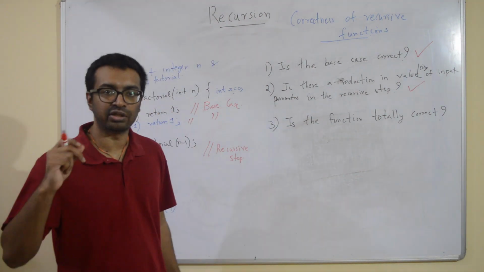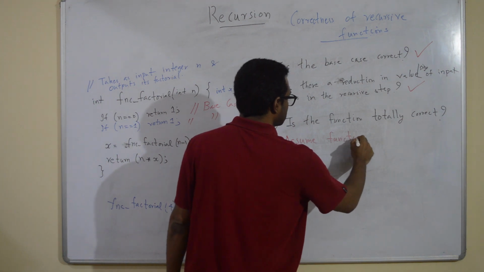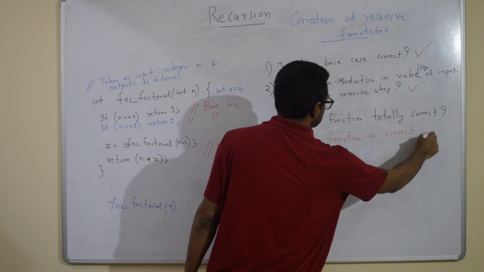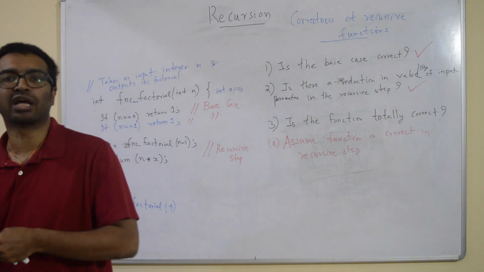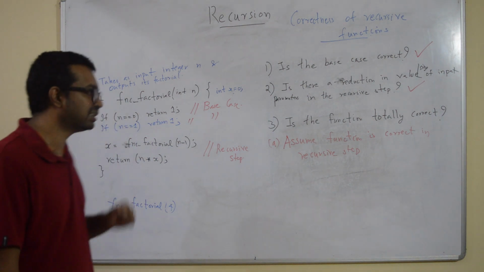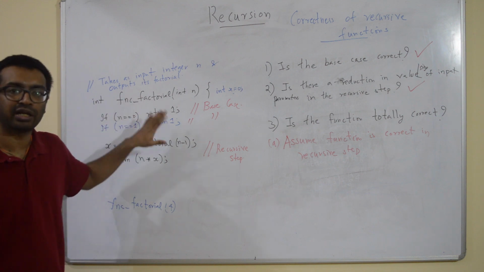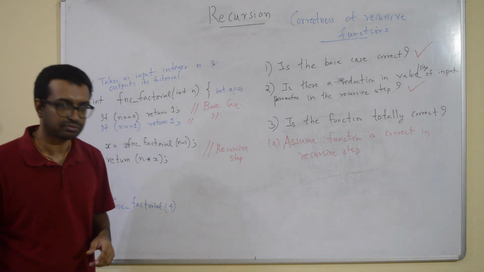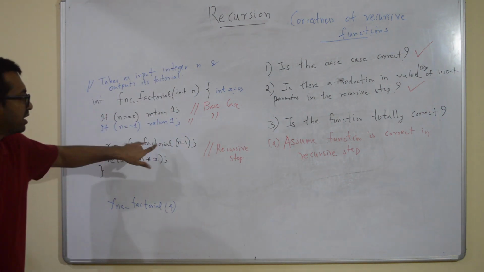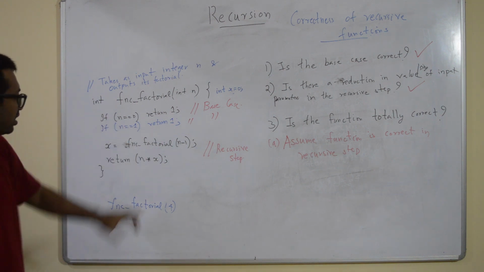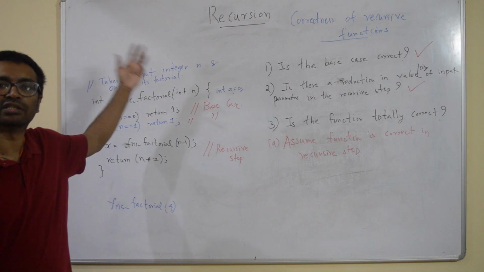To do this check, you are going to first assume that the function is correct in the recursive step. That is, if I have to check that this function is correct, I am going to assume that the function is correct for the n-1 case. That's my first assumption. I am going to assume that the return value of this recursive step is correct. So in this case, the return value is going to be n-1 factorial. I am going to assume that x is equal to n-1 factorial.